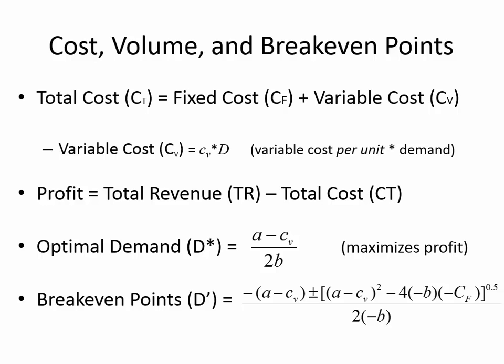All right. So we've got formulas that will help us find D hat, which is maximizing revenue, D star, which is maximizing profit, and then D prime, which is those threshold points. In between them, we are in the profitable range. To the left of the first break-even point, we're unprofitable. And to the right of the second break-even point, we are unprofitable.